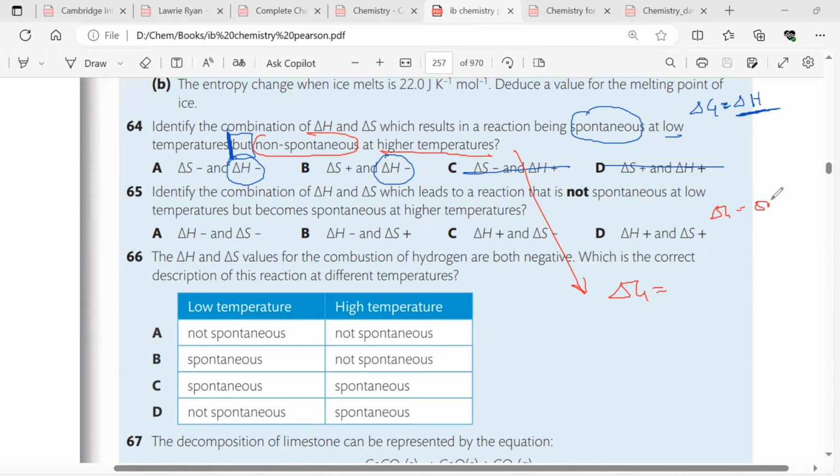Delta G is equal to delta H minus T delta S. At high temperatures, what happens? This is a very high, very big value, right? So we have to approximate this. We have to cancel out this. At high temperatures, delta G is equal to minus T delta S.